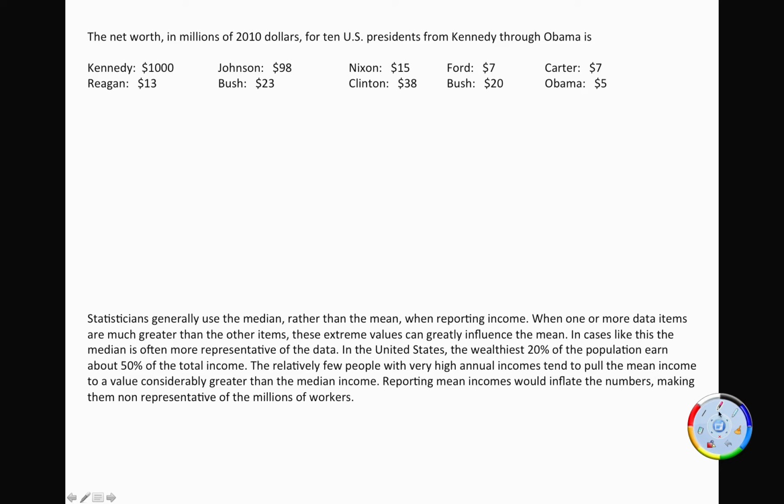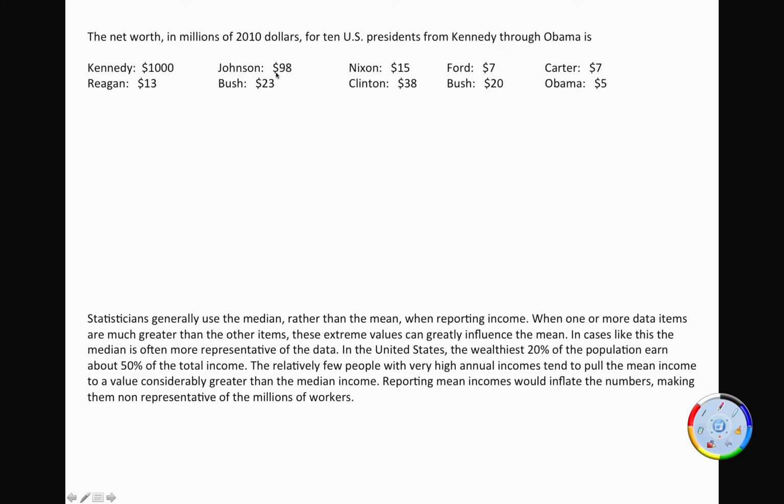Let's look at an example. The net worth in millions of 2010 dollars for 10 U.S. presidents from Kennedy through Obama is listed in this list. So Kennedy was worth $1,000 million. In other words, $1 billion, right?